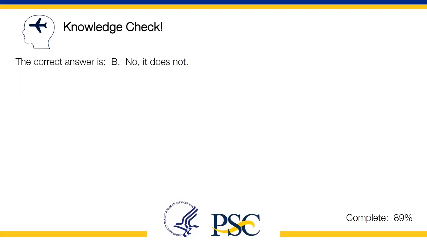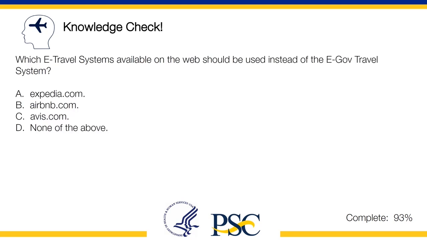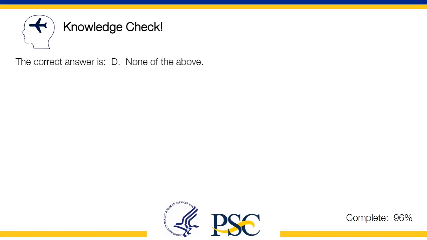The correct answer is B. No, it does not. Which e-travel systems available on the web should be used instead of the eGov travel system? A. Expedia.com. B. Airbnb.com. C. Avis.com. D. None of the above. Pause the video, consider your response, and then resume to learn the answer. The correct answer is D. None of the above.